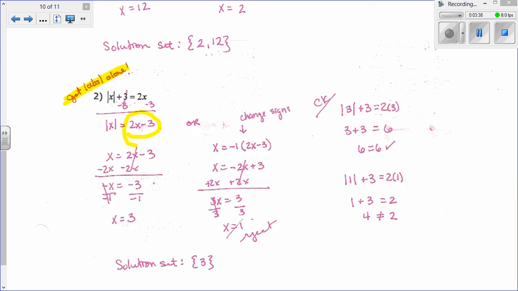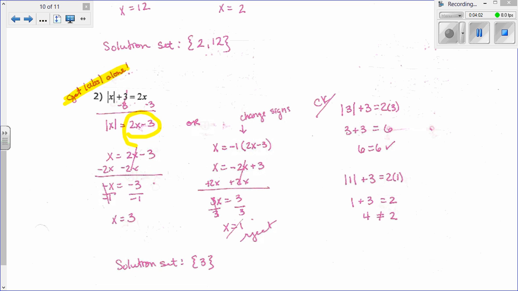And then I just solve it like I would any other equation. Add 2x to both sides, so I get 3x equals 3. Divide by 3, so I get x equals 1. Then I need to do my checks. So I have the absolute value of 3, plus 3, equals 2 times 3. Notice I went back to my original problem when I did the check. So I would get 3 plus 3 equals 6, and 3 plus 3 is 6.